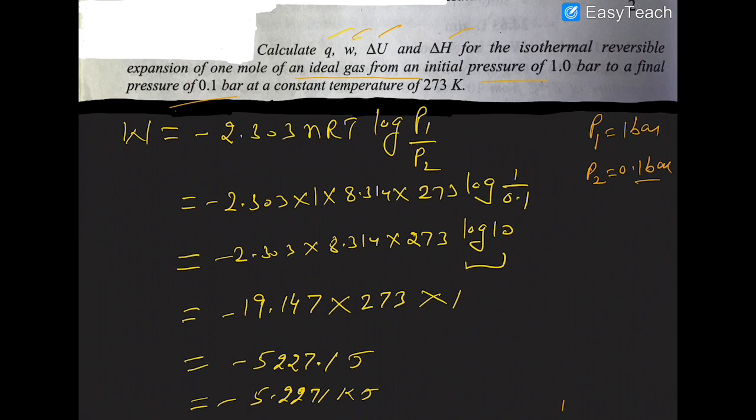Now it means pressure has decreased and volume has increased, so it is expansion. So it is minus 2.3 nRT log P1 by P2. The number of moles is 1. The value of R is 8.314. Remember that if R is 0.0821, that is liter atmosphere, and if it is 8.314, then it is in joules. In both cases, it is per Kelvin per mole. Okay, so it is already in joules.